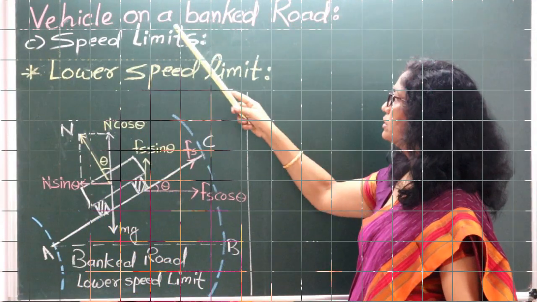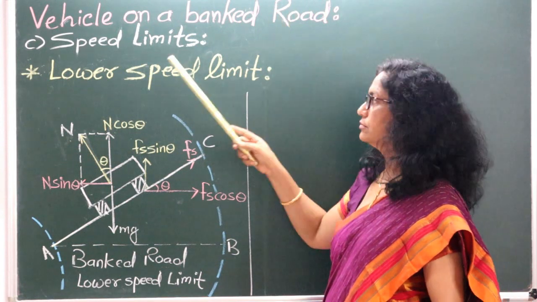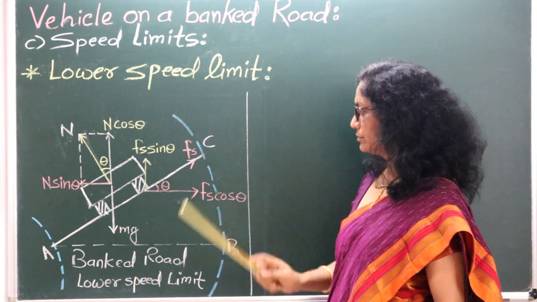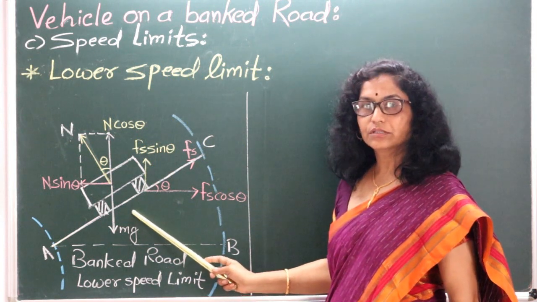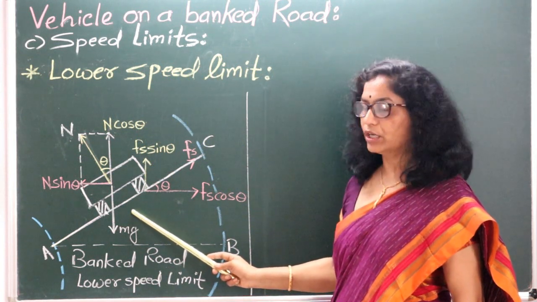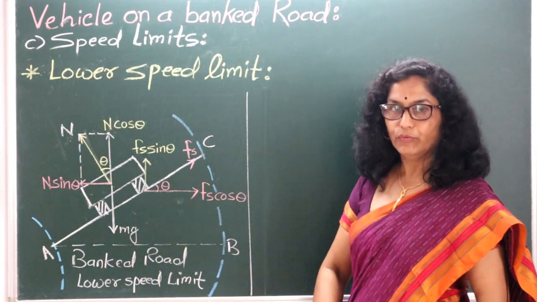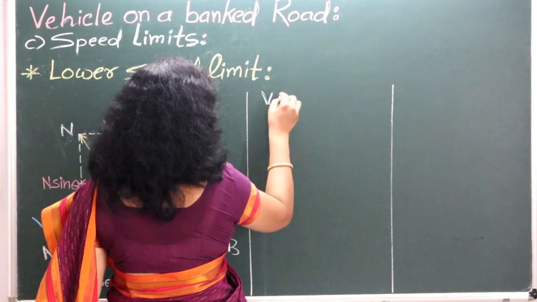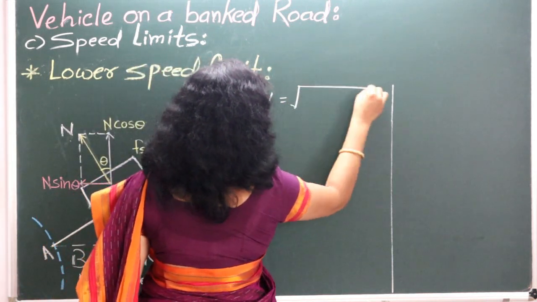Vehicle on a bank road. Speed limit, lower speed limit. Figure shows the vertical section of a vehicle on a bank road. We know that most safe speed of a vehicle v equal to square root of rg tan of theta.